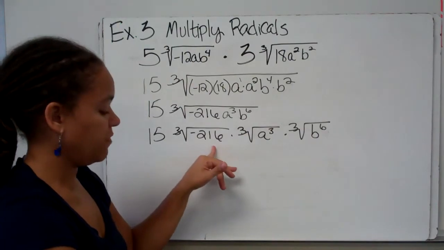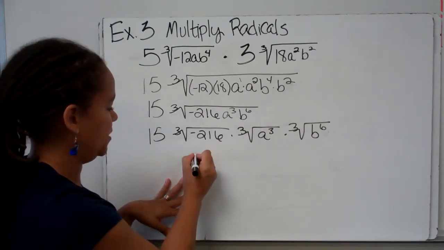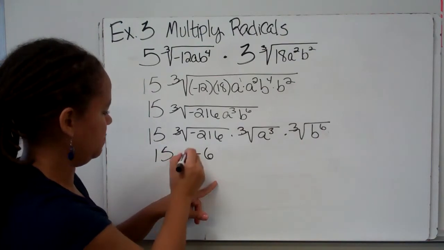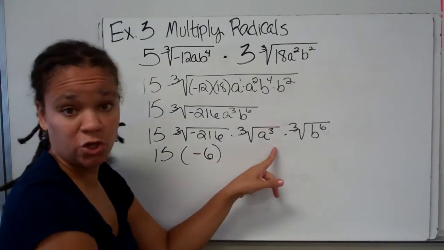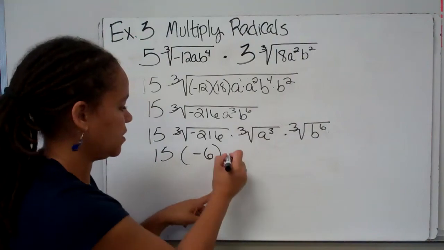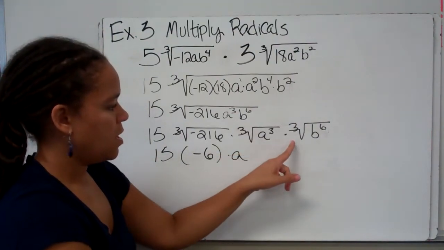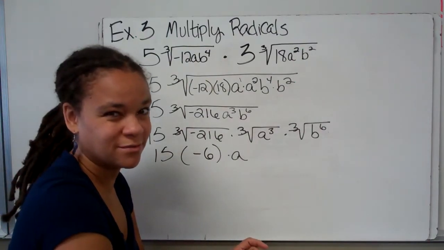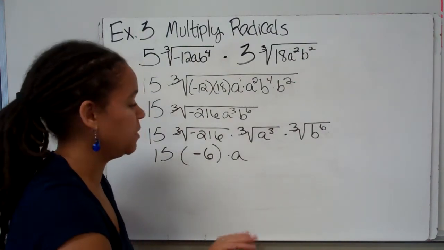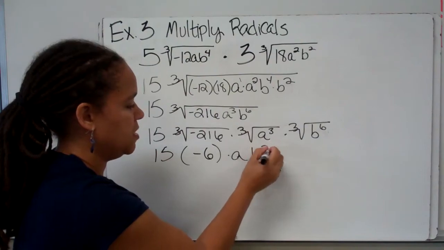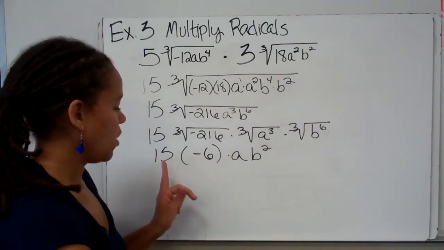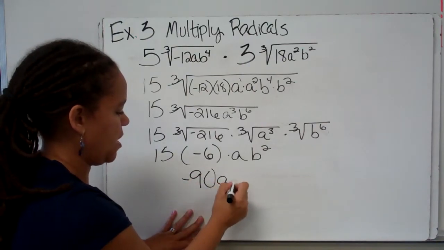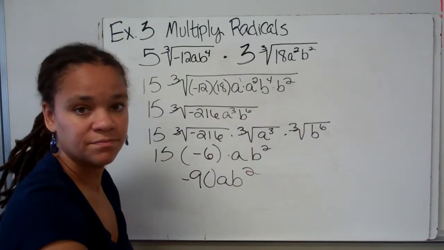So the cube root of negative 216 is negative 6. Don't forget we have to multiply by 15. Cube root of a cubed, well, they're going to cancel each other out, so that's just going to be a. And the cube root of b to the 6th, do you know it? Should be 6 divided by 3, which would be 2. So this turns into b squared. So 15 times negative 6 is negative 90 ab squared. All right?